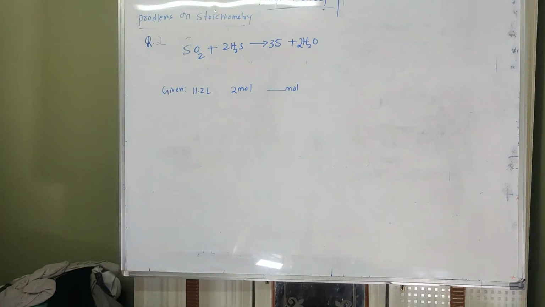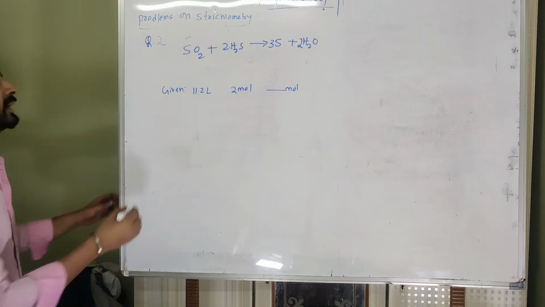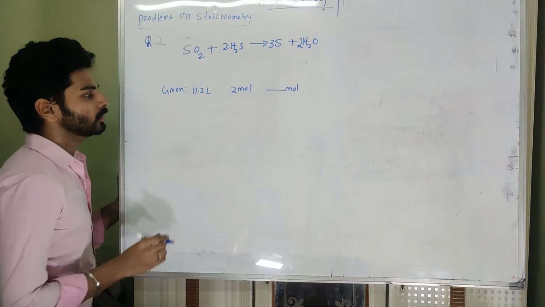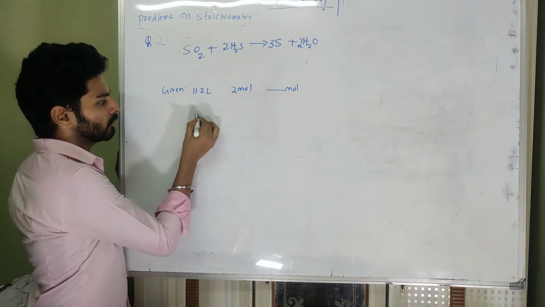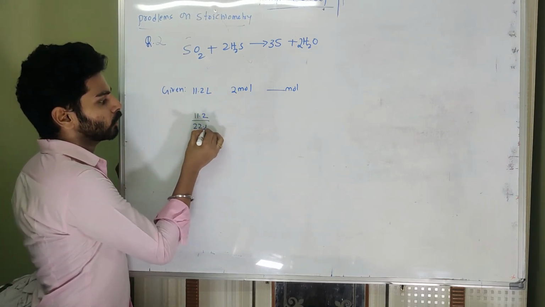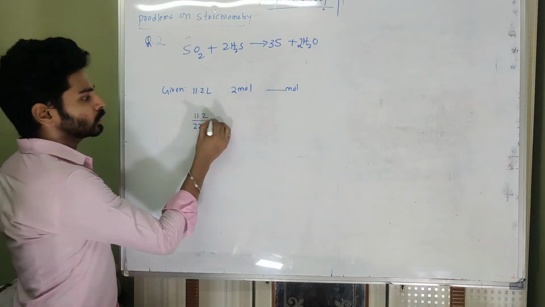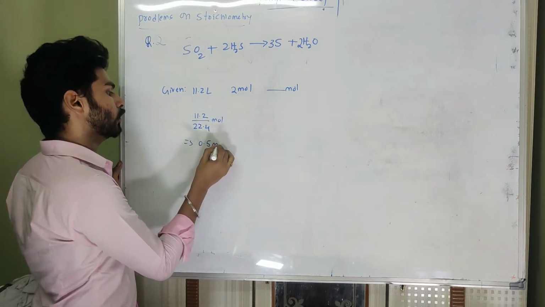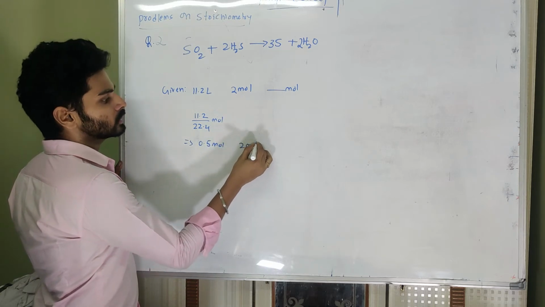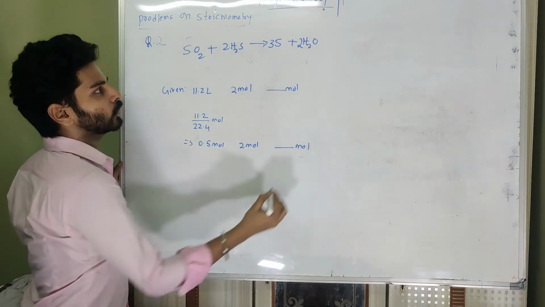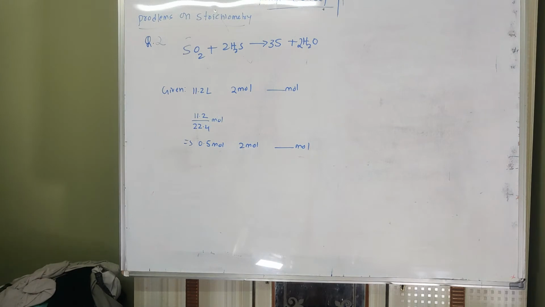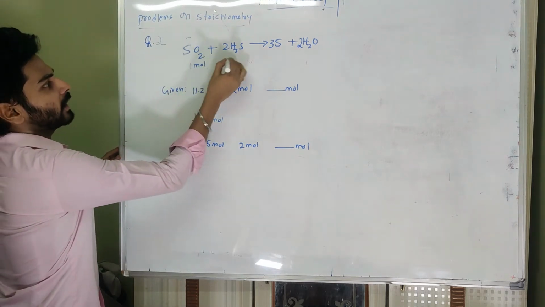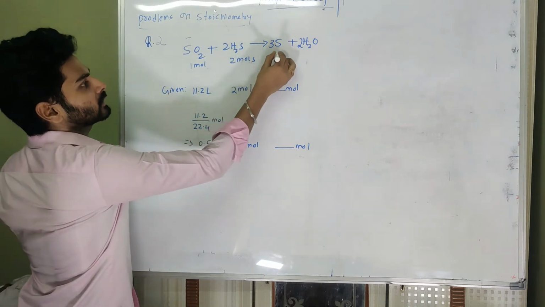As I told you, convert things into a single unit, so better we convert this volume into moles. Given volume upon 22.4 liters will convert this into moles, which means this is 0.5 mole and this is 2 moles, and we are asked to calculate the moles of sulfur. Now the basic ratio we have to understand here: this is 1 mole, this is 2 moles and this is 3 moles.